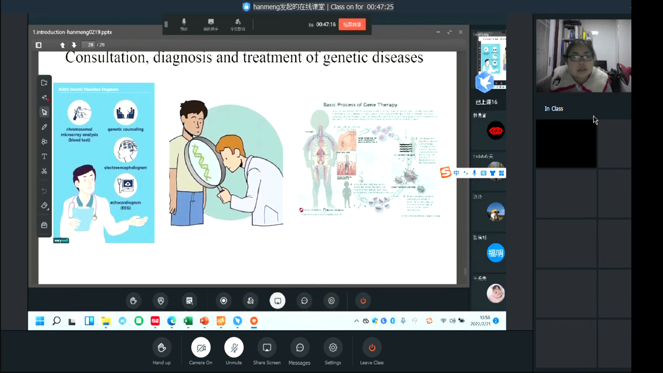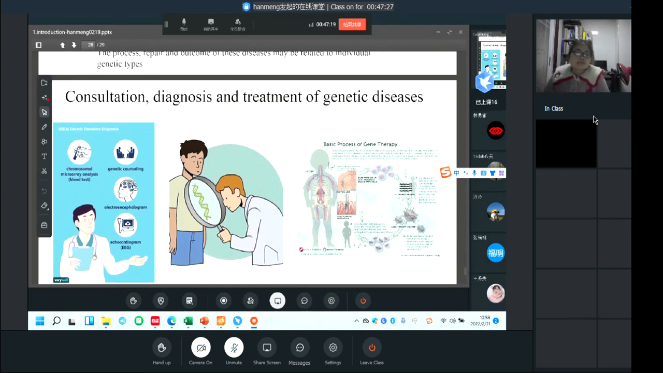At last, the medical genetics. After learning the medical genetics, you will have some knowledge about the prevention, the diagnosis, and treatment of genetic disease. So maybe you can have some knowledge as a genetic counselor.